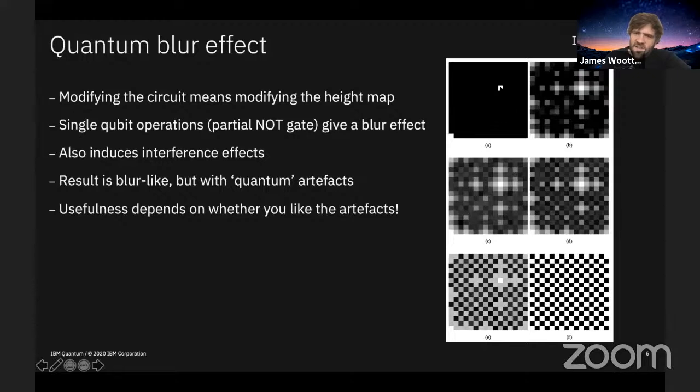And in fact, I chose these 2 pixels not arbitrarily, but because I knew that this corresponded to a GHZ state, and I would exactly get this interference effect. So it's something that starts out as a blur, turns into an interference effect. It's basically a blur effect, but with quantum artifacts. And whether this is useful, it depends on whether you like the quantum artifacts, because if you don't, you should probably just use a standard Gaussian blur.